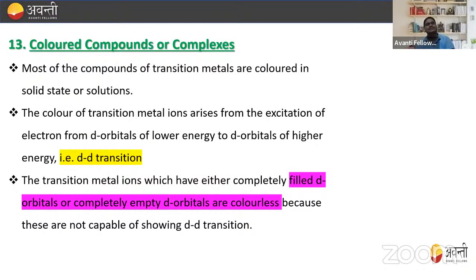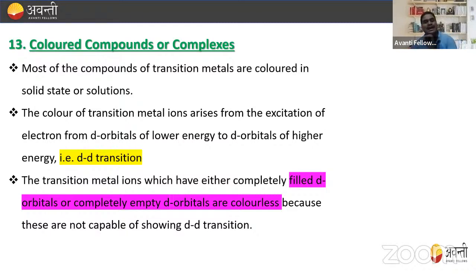Now, colored compounds or complexes. Most of the compounds of the transition metals are colored in the solid state or in solution. The color of a transition metal ion arises from the excitation of an electron from a d orbital of lower energy to a d orbital of higher energy. This is commonly known as d-d transition, right?